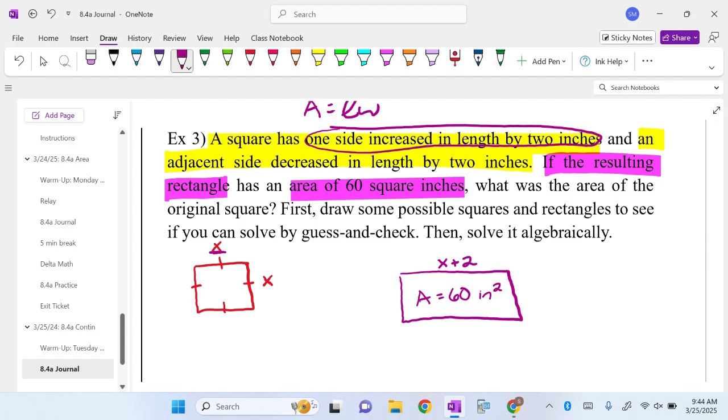Now, the other part is an adjacent side decreased in length by 2 inches. So what does it mean for a side to be adjacent to another side? Nope. Opposite and adjacent are completely different things. So opposite side means it's the one directly across from it and they're congruent. What does adjacent mean?